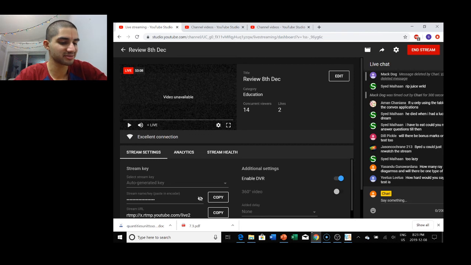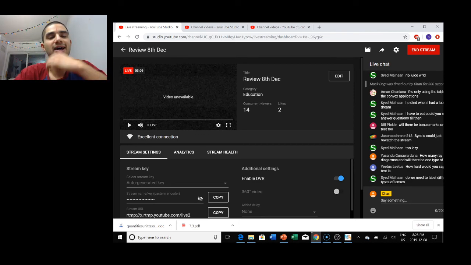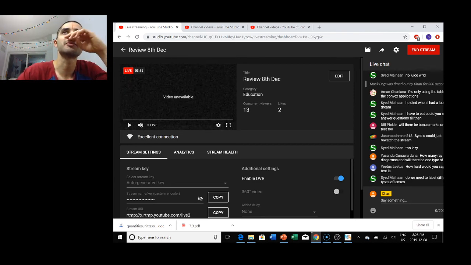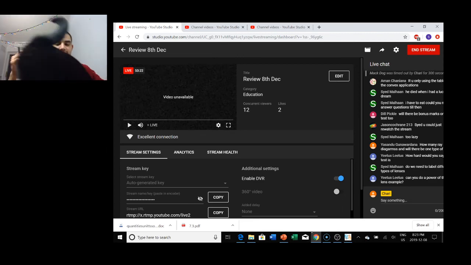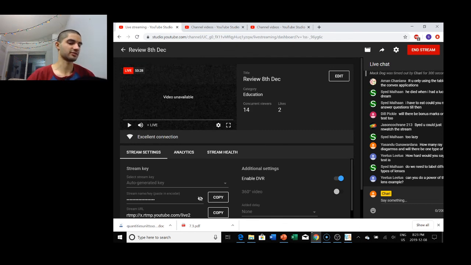So, do we need to label different types of lenses? That's a good question. That may be a multiple choice question. So you have to know that thin in the middle, thick at the ends is a convex lens, and the opposite is concave.